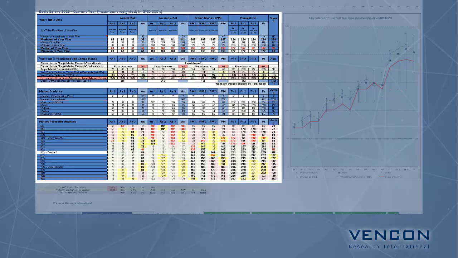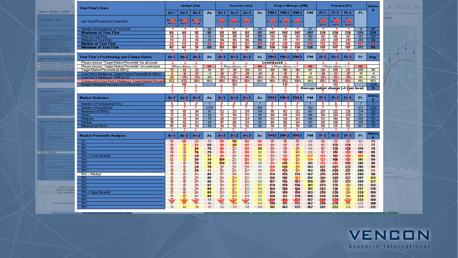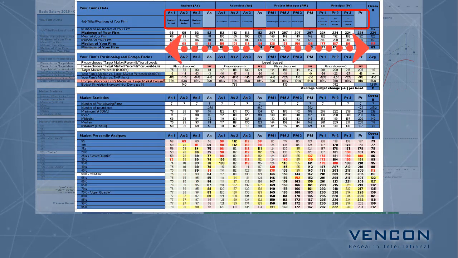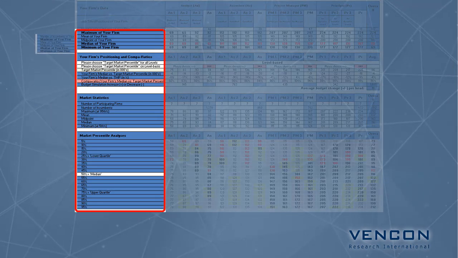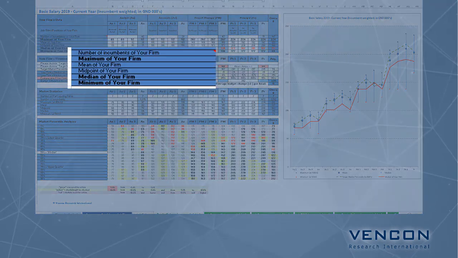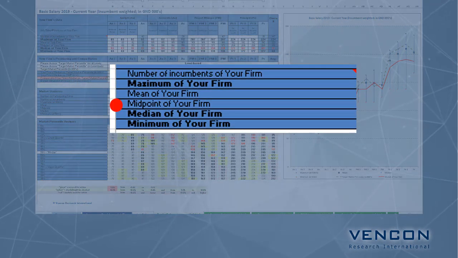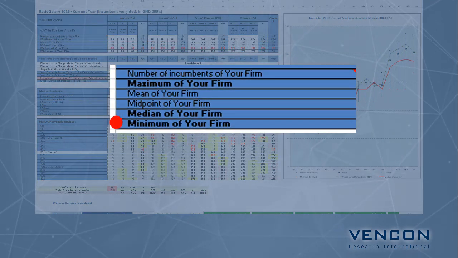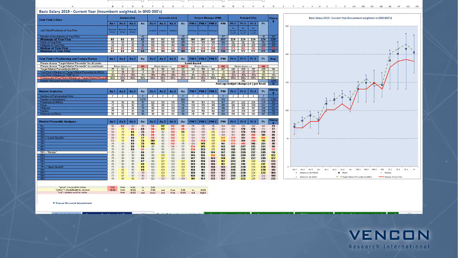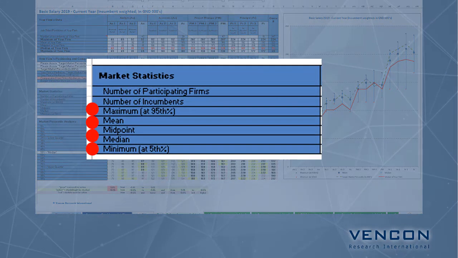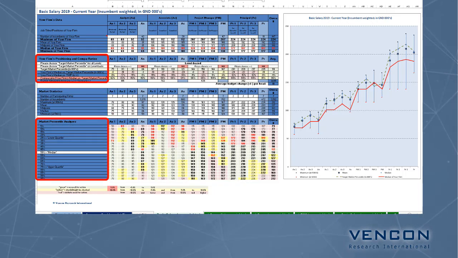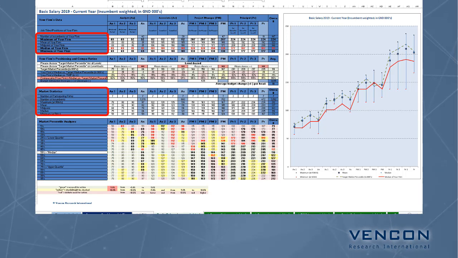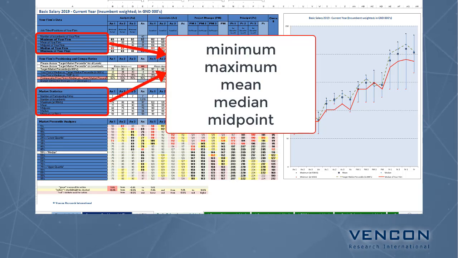Each of these 4 tables is divided into columns that represent the different career levels, from analyst to principal, and each employs a number of statistics concepts to represent the data. So here, for example, we have the maximum, mean, midpoint, median, and minimum of your firm. And again, the same statistics for the market down here. We'll look at the percentiles and compa ratio for your firm and the market here and here in the next video. But now, let's have a quick look at those basic statistics concepts.